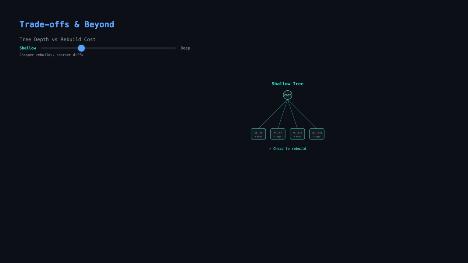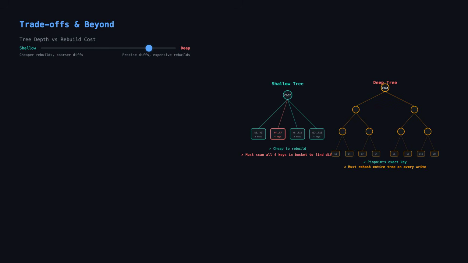One important trade-off to think about is the tree depth versus rebuild cost. A shallow tree with more keys per leaf is cheaper to rebuild when data changes. But when you're comparing trees, you might have to check more keys in a mismatched leaf bucket. A deep tree, on the other hand, with fewer keys per leaf pinpoints differences precisely, but rebuilding it after every write is more expensive.